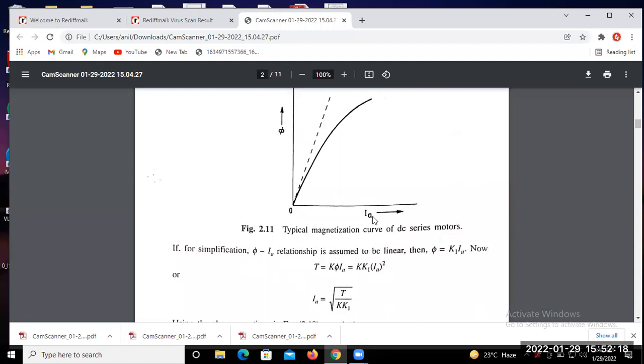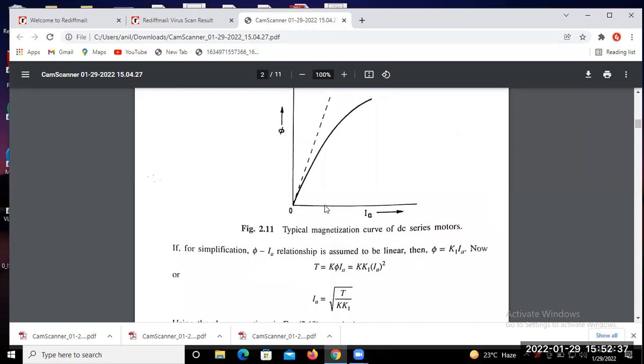Field current versus field flux graph. Field current means IF, so IF versus IA. But in a series motor, IF is equal to what? IA. In which the current is flowing? Armature current. So this is known as the magnetization curve.